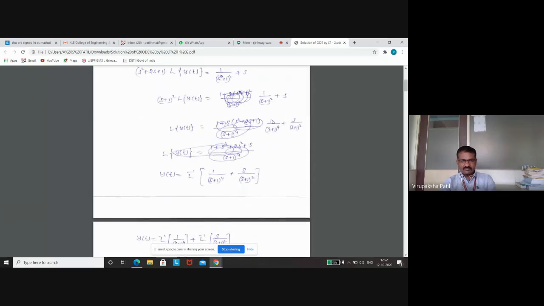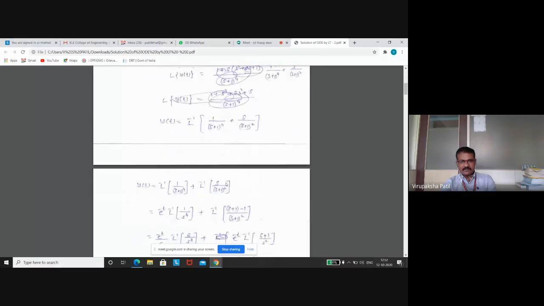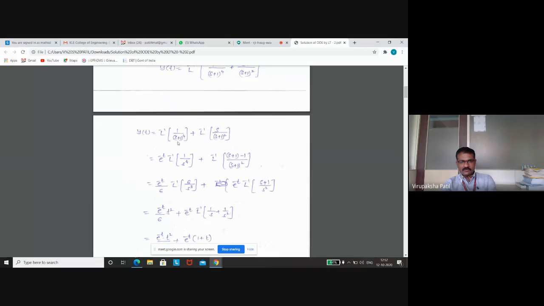So we kept this term as it is for our convenience. Here the sum of two terms is there. So y of t is equal to, transferring this L to this side, L inverse of 1 divided by s plus 1 raised to 4 plus s divided by s plus 1 raised to 2. Applying the inverse transform separately to these, in place of s you are having s plus 1 here. So for s plus 1 raised to 4, the numerator is 1.